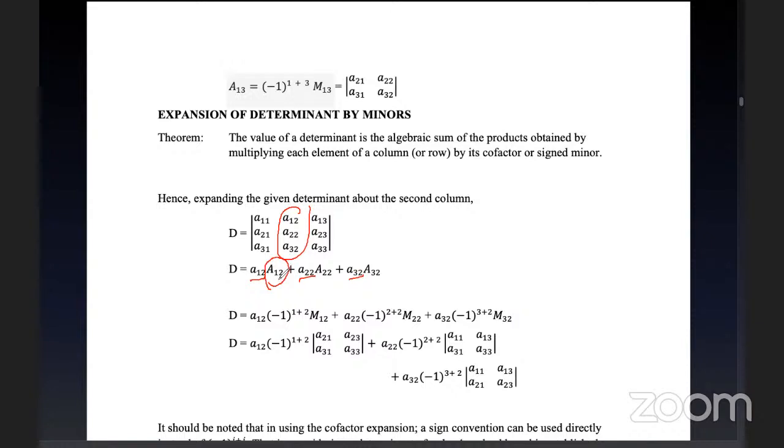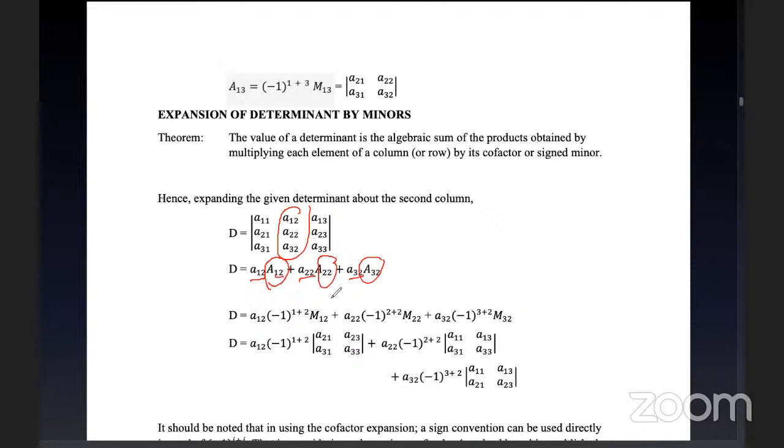So for the sign here, if we just add the subscripts, you will have negative 1 raised to 3. Then this A22 is also a cofactor. A32 is also a cofactor. Okay, let's expand. This element involved in the second column, A12, times -1 raised to 1 plus 2. Just add the subscripts.